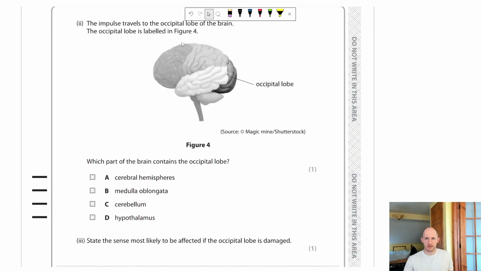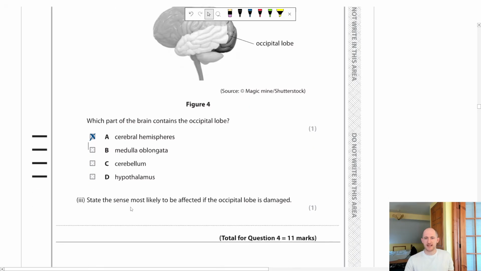So the impulse travels to the occipital lobe of the brain at the back. Which part of the brain? It's just going to be the cerebral hemispheres. Not really much of a process of elimination that you can use, unless you know what the other functions are or where the other parts are.